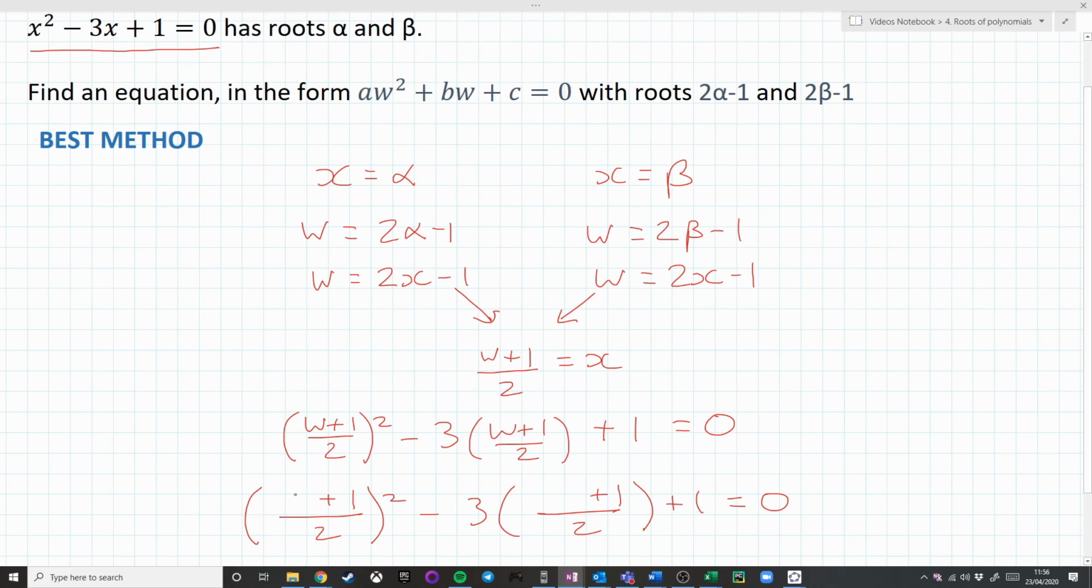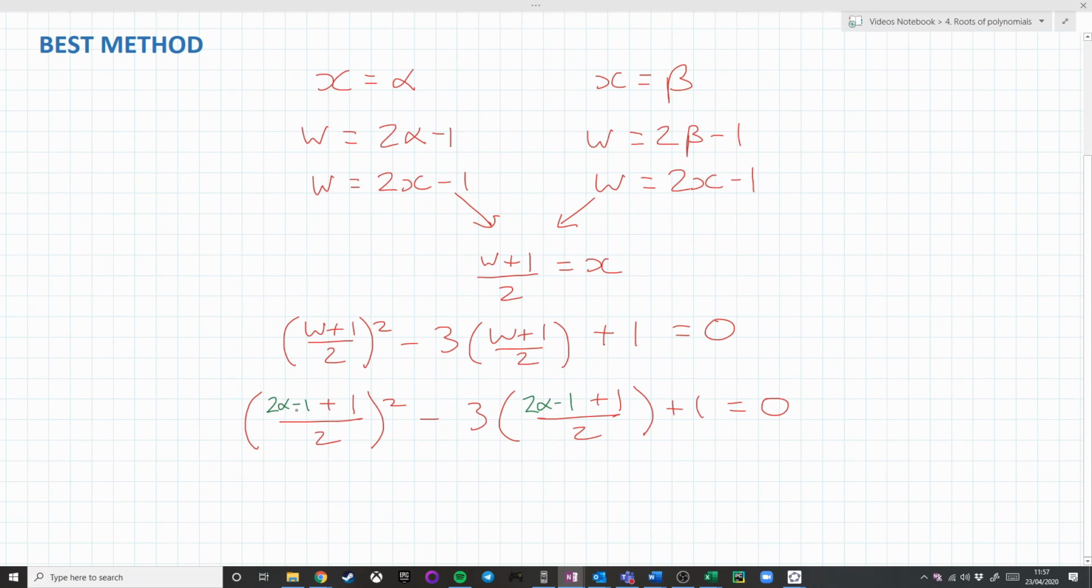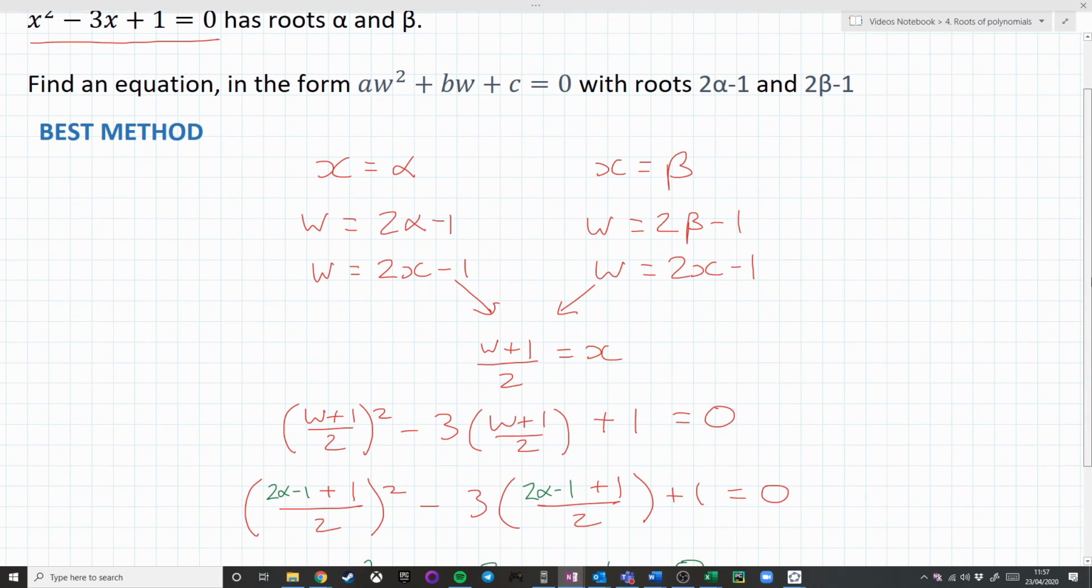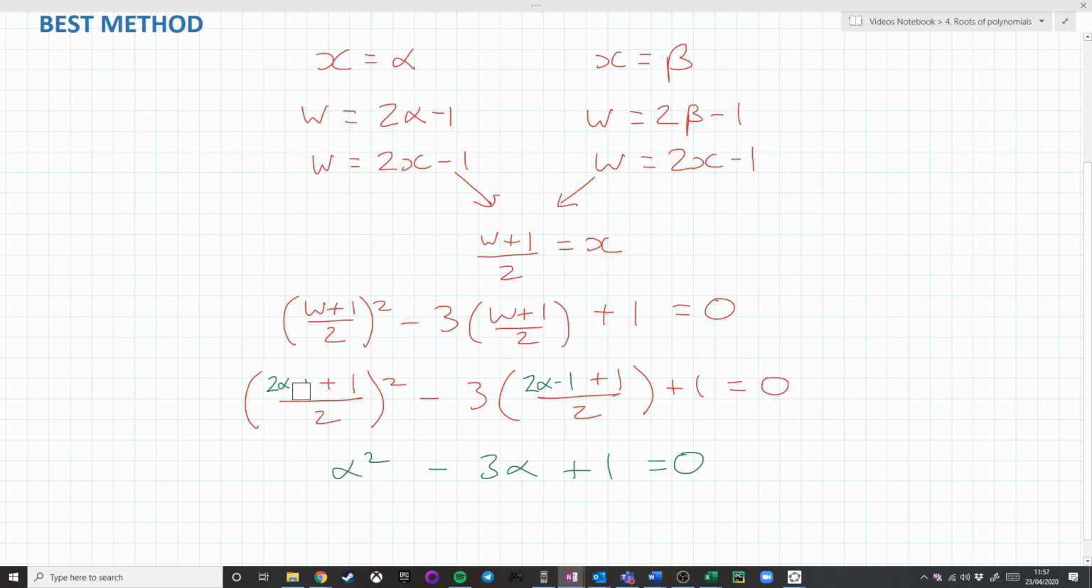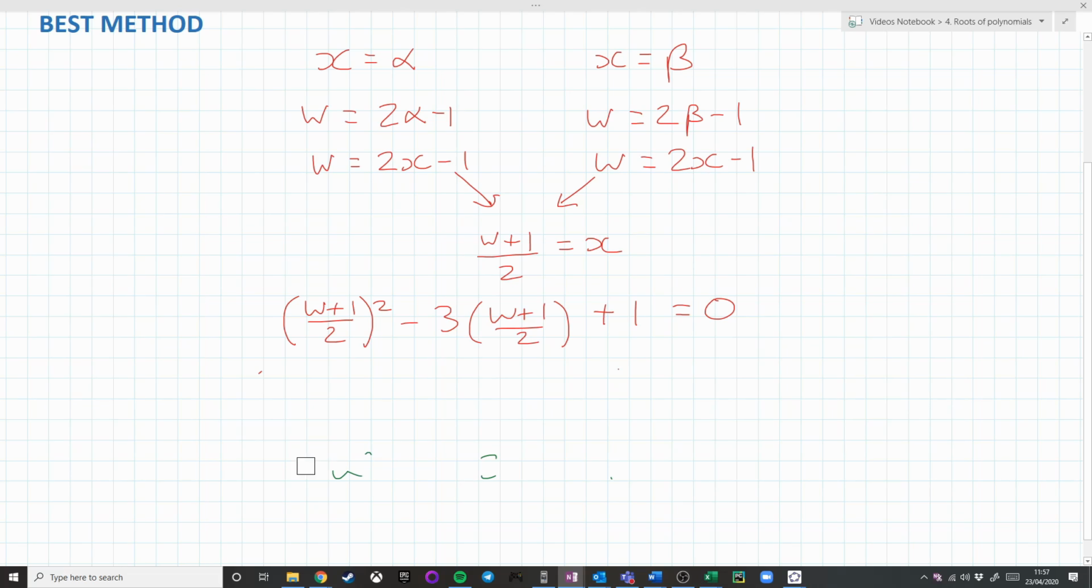then we can see that if we put into that equation 2 alpha minus 1 as w, well, this would simplify down to 2 alpha divided by 2. This would be alpha squared minus, this again would just be alpha, 3 alpha plus 1 is equal to 0. And we know that's equal to 0 because alpha is a root of that original quadratic. So this is a really quick method of working. And all we've got to do is multiply out this expression to get it into a nice quadratic form.